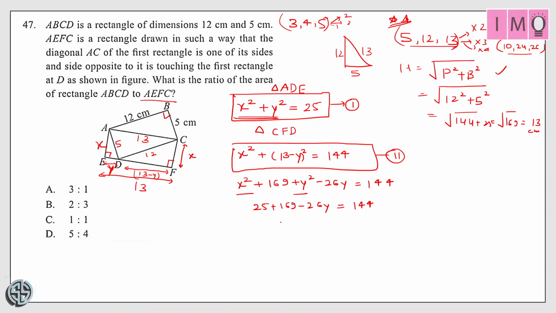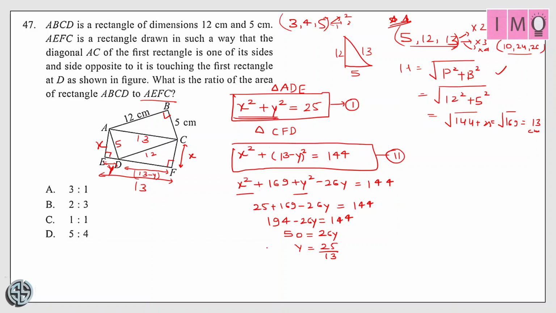Now when we solve 25 plus 169, it will be 194 minus 26y is equal to 144. Take 26y to that side and 144 to this side, it will come as 50 is equal to 26y, and y will be equal to 50 upon 26, which is 25 upon 13. We have calculated the value of y.